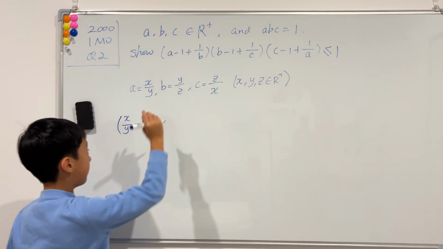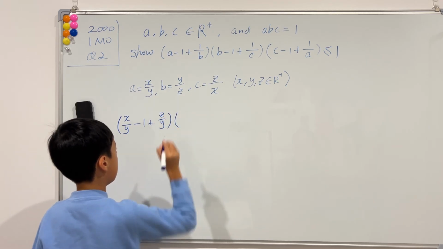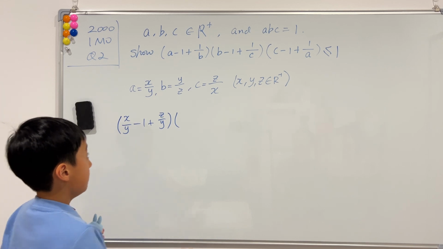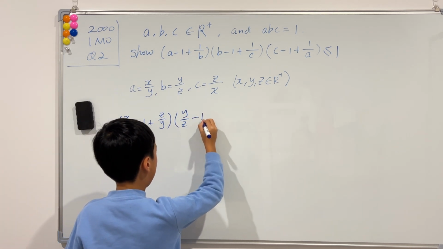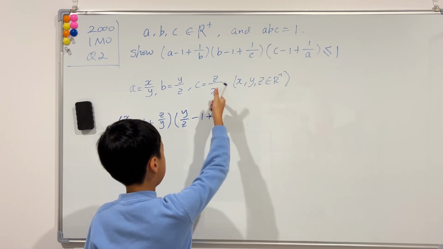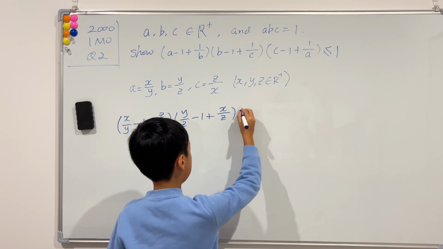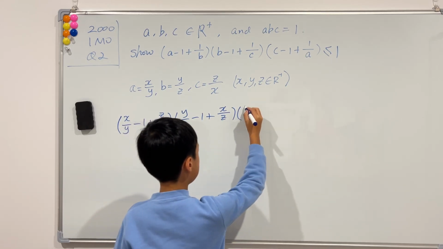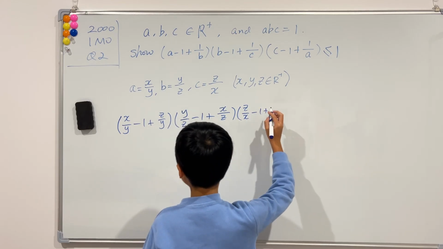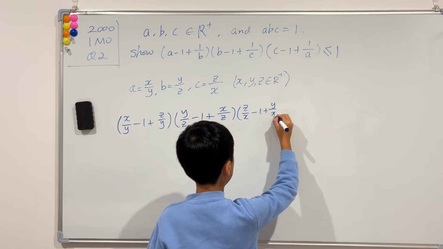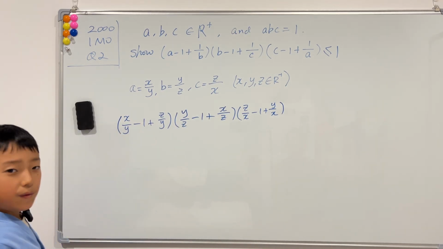Okay, so it will be a, which is x over y, minus 1 plus 1 over b, which is the reciprocal of b, which is z over y, times b minus 1 plus the reciprocal of c, and the same logic for the last bracket, it will be z over x minus 1 plus y over x. Okay, so doesn't this look very ugly?